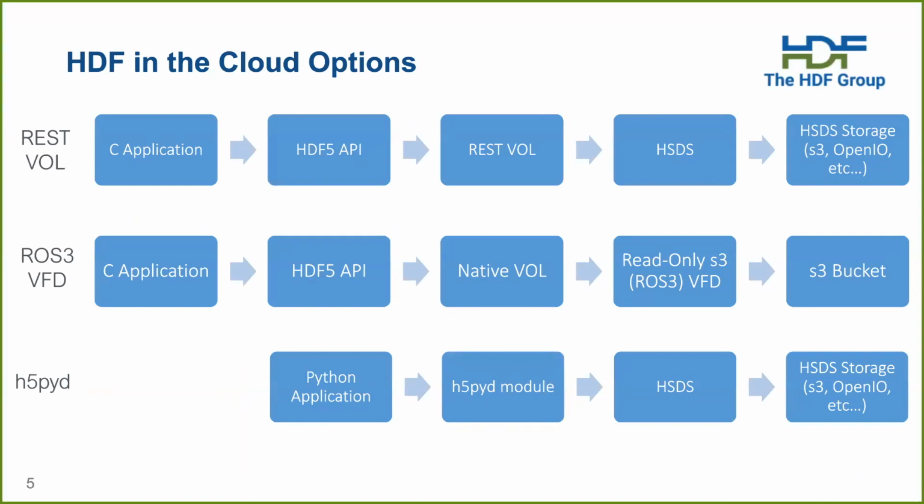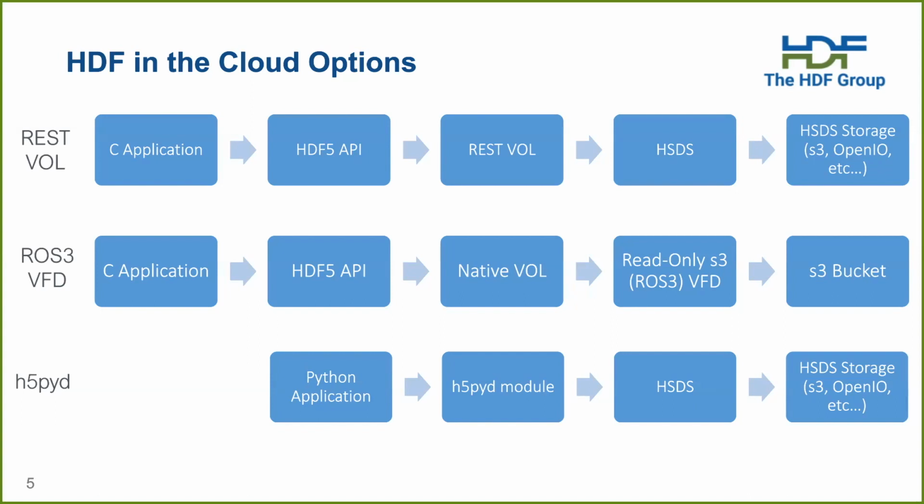So how does using the REST VOL with HSDS actually compare to whatever other options exist to work with HDF5 in the cloud? Well, if you still want to keep working with C, then you could use the ROS3 VFD. ROS3 stands for read-only S3. VFD is virtual file driver. You can think of virtual file drivers as being similar to the VOL layer in that they serve to change how storage operations are done while keeping the external API the same. As you might expect from its name, the read-only S3 VFD is read-only, and it only works with S3 buckets. So it does limit your options compared to using the REST VOL with HSDS, but it could work for some use cases. Alternatively, on the Python side, you have the h5pyd module, which can work with HSDS itself.